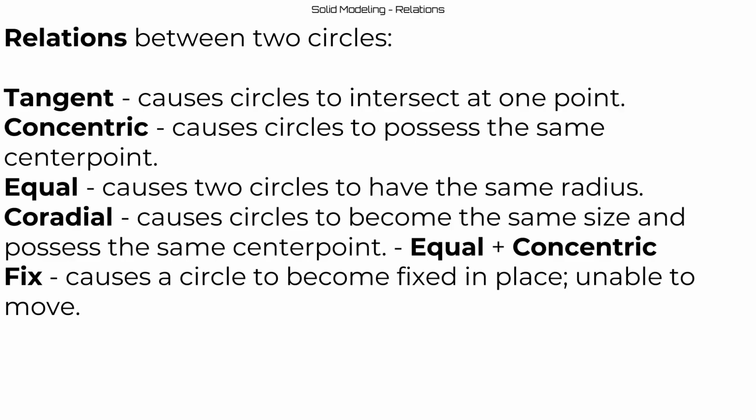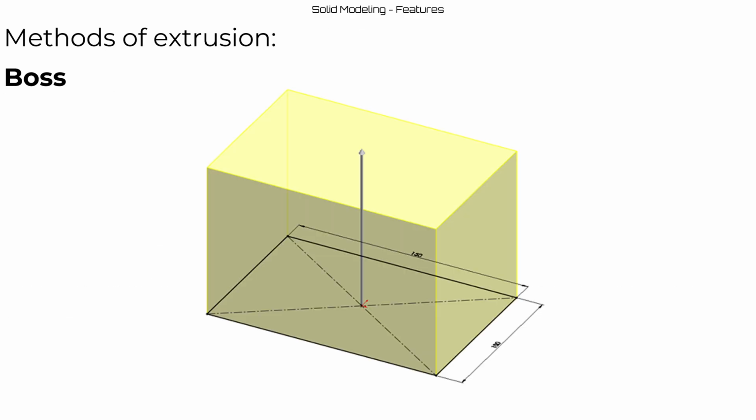Between circles, there's tangent, which can also be between a circle and a line, but it causes circles to intersect at one point. Concentric causes circles to possess the same center point. Equal causes circles to have the same radius. Co-radial causes circles to become the same size and have the same center point. So basically, co-radial is if you had equal and concentric together. And then fix, like on the lines, causes a circle to become fixed in place and not be able to move.